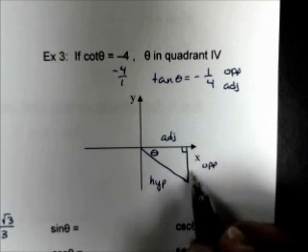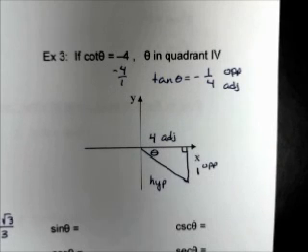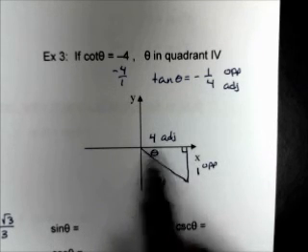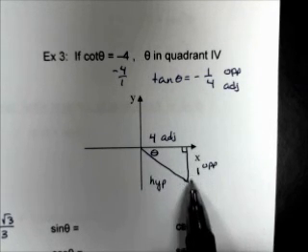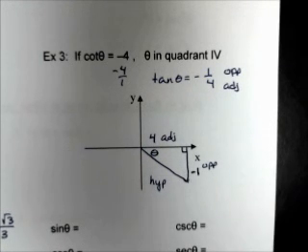So opposite is 1, adjacent is 4, and which one should get the negative? Well, this is the positive portion of the x-axis, so this is a positive 4. This here is a negative y value, so this is negative 1.